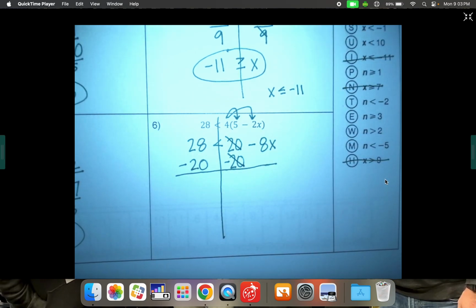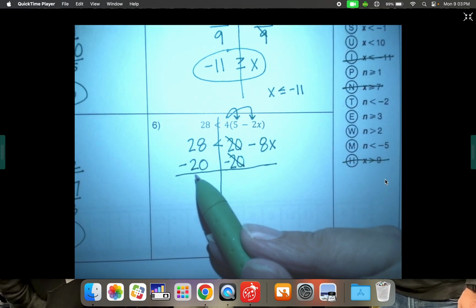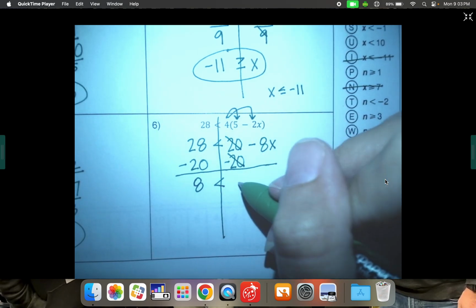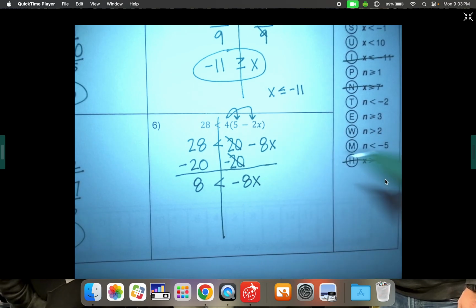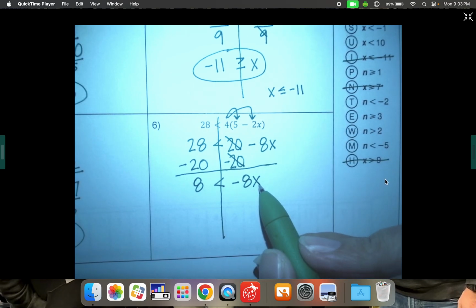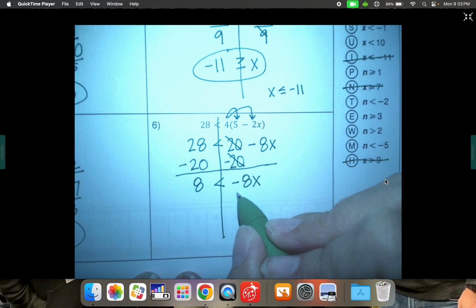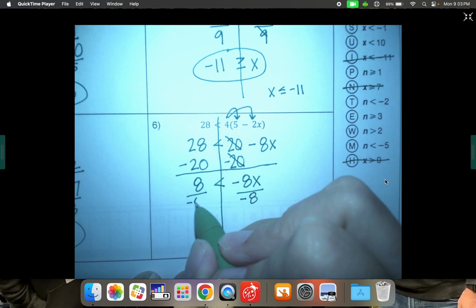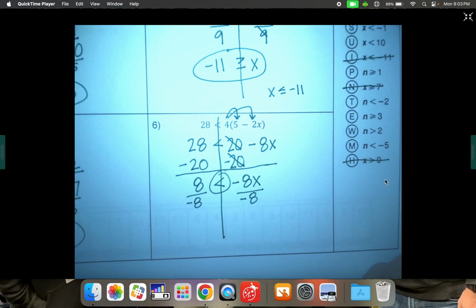Cancels out. 20 minus 20 is 0. 28 minus 20 is 8. Bring down your symbol. Bring down your negative 8x. Okay, here we go. To get x by itself, we are going to divide by a negative. Okay, if you divide both sides by a negative, you're going to take that symbol and you're going to switcheroo, make it go the other direction.